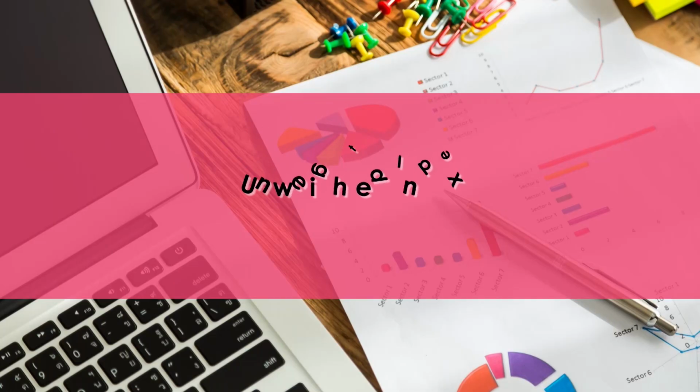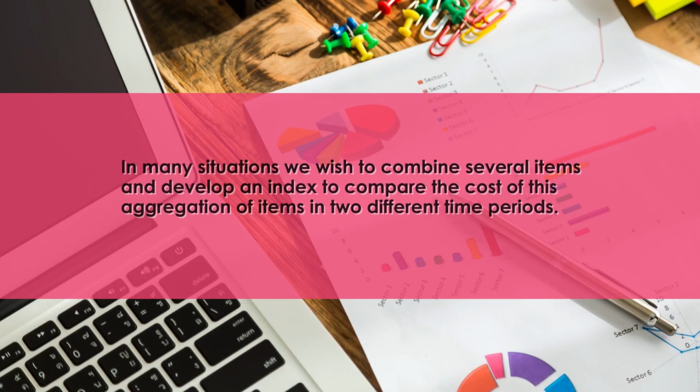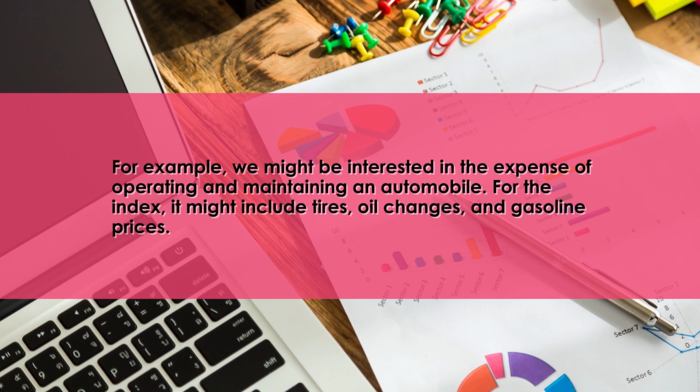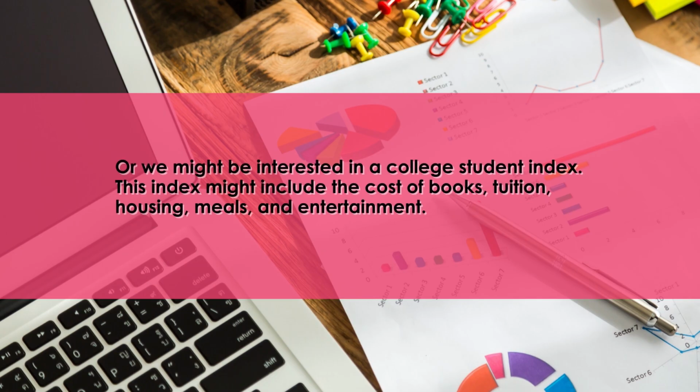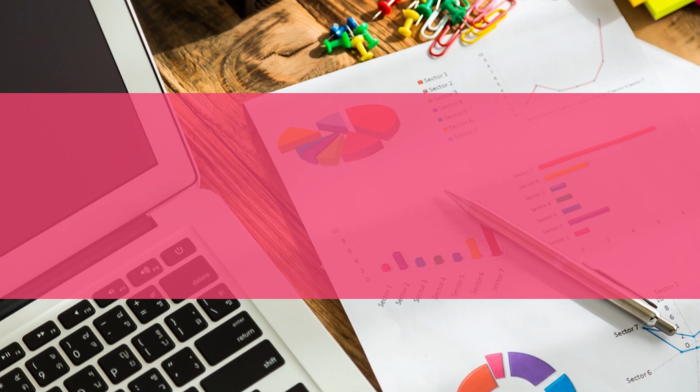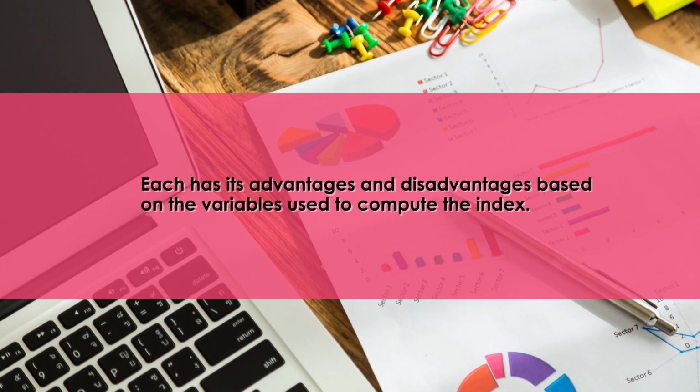So we start with unweighted index. In many situations we wish to combine several items and develop an index to compare the cost of this aggregation of items in two different time periods. For example, we might be interested in the expense of operating and maintaining an automobile. The index might include tires, oil changes and gasoline prices, or we might be interested in a college student index, which might include the cost of books, tuition, housing, meals and entertainment. There are several ways to combine the items to determine an index. Each has its advantages and disadvantages based on the variables used to compute the index.